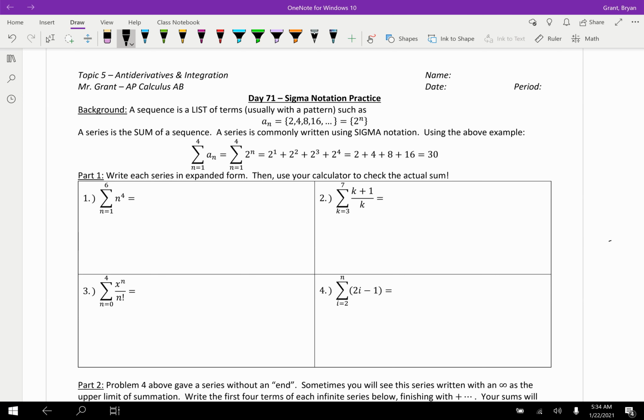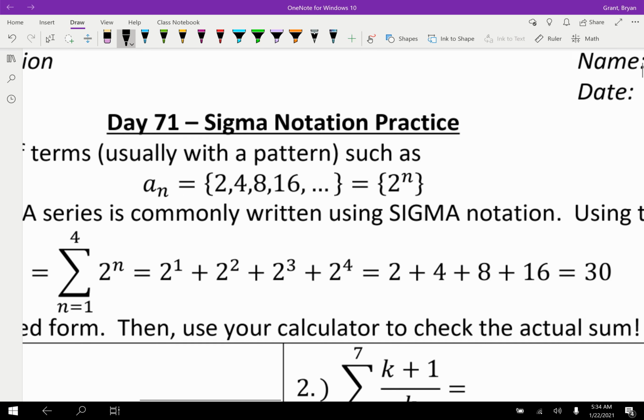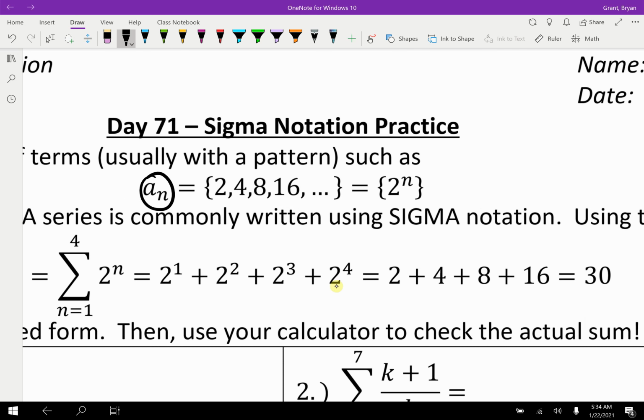A sequence is a list of terms, and it's usually a list of terms with a pattern, at least the way we deal with it in math. So, for example, you'll see sequences oftentimes denoted in this a sub n notation, and an example of the outputs of a sequence might be 2, 4, 8, 16, so on and so forth. This n right here is counting the term number. So if we're looking at this sequence and I said, what is the second term? You might say, oh, a sub 2, the second term of the sequence called a is, oh, that's 4. Right?